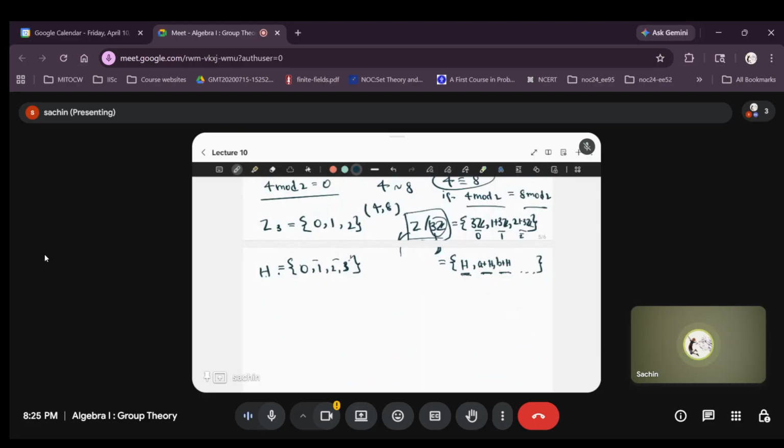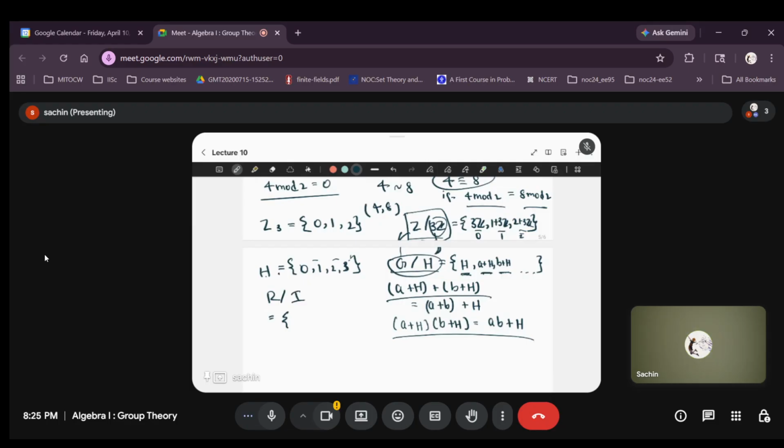So here we had this G mod H. This was for groups, right? You can do that for rings also. You'll see that later. You can define this quotient ring instead of quotient group, where you can have R mod I, and then that will give you elements, and that will form a ring.